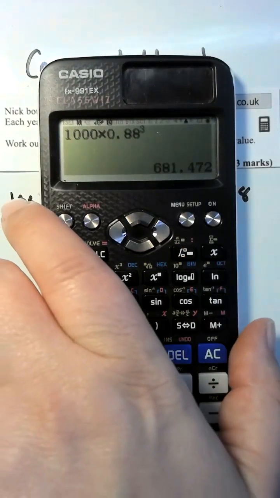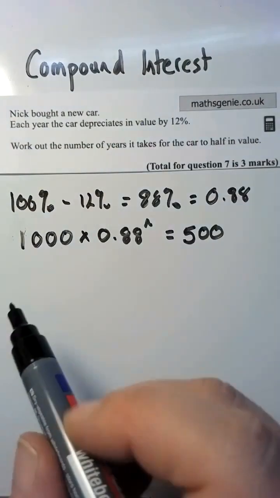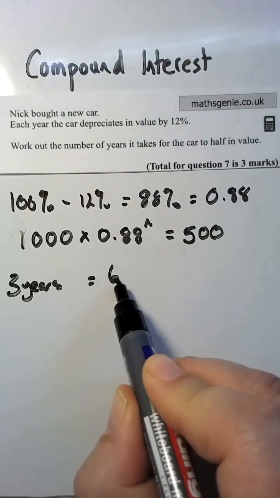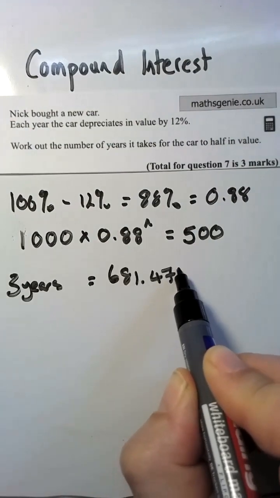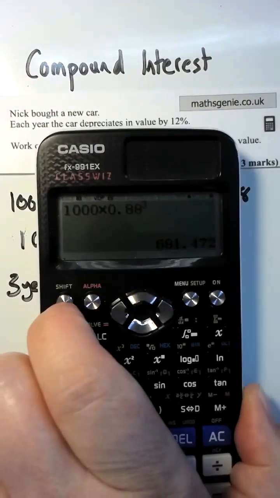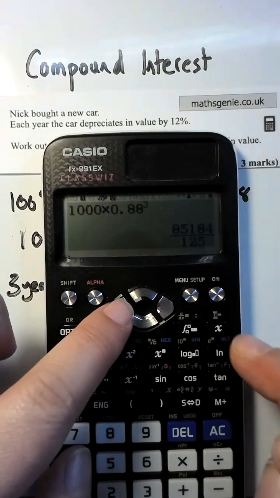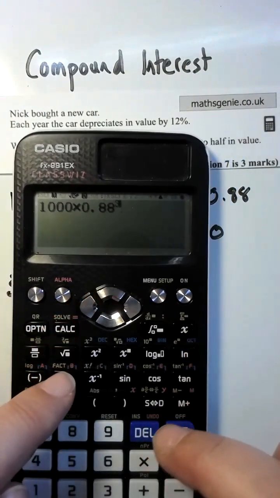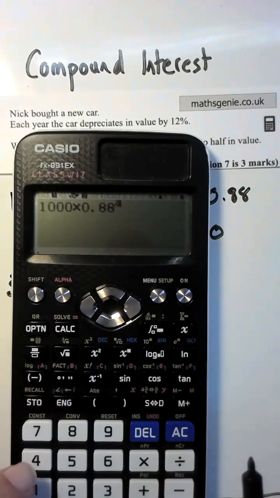And what I would do on an exam paper is I'd actually go 3 years equals 681.472. I'd put that value on the paper. Then what I'd do is use the back button. I'd go back and maybe I'd try 4 this time.